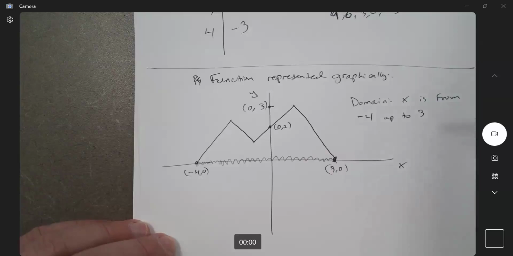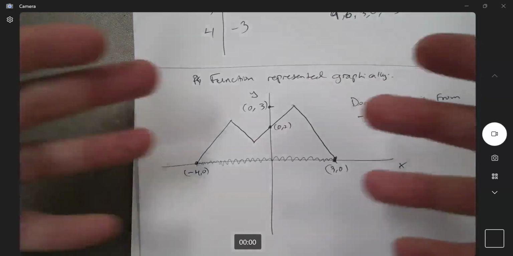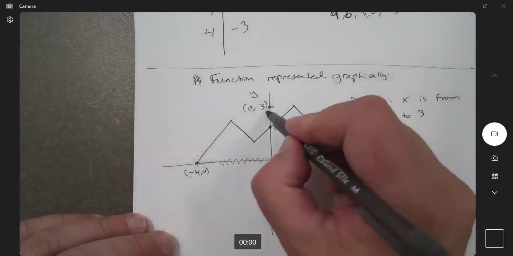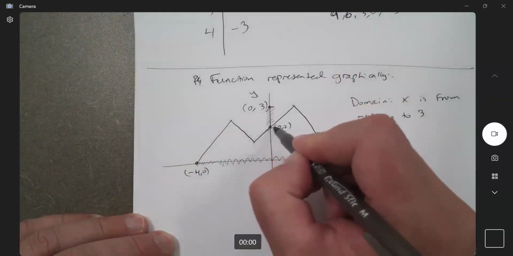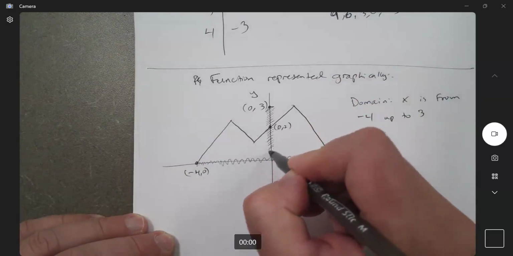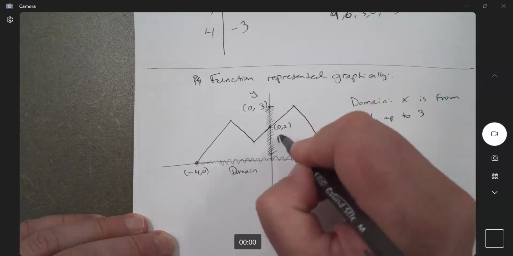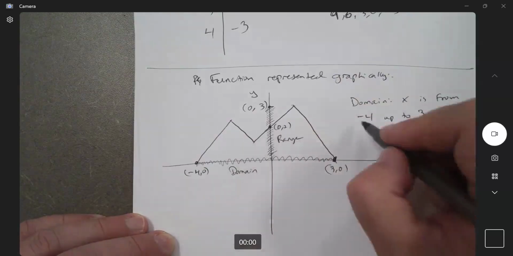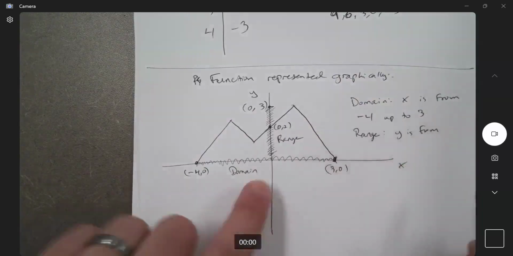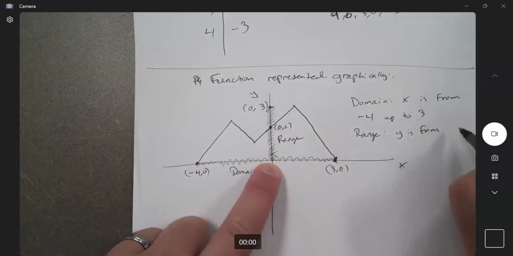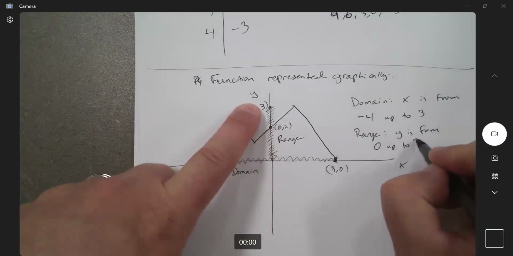And for the range, I imagine shining a flashlight from the side, maybe from both sides, to get the total. Then I say, okay, if I shine the flashlight from the side, where am I casting a shadow on the y-axis? So here the range y is from, well, the smallest number that gives me a shadow in terms of the y is actually 0 up to 3.